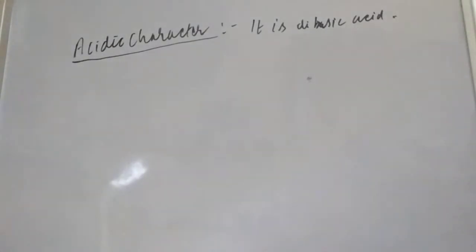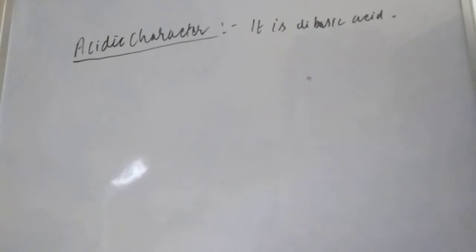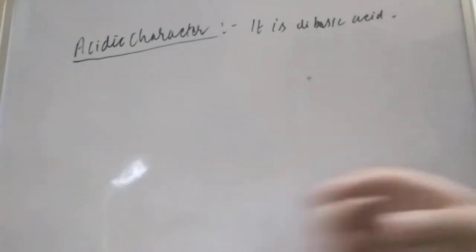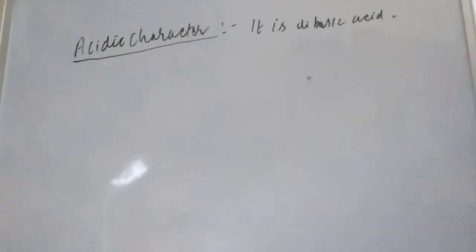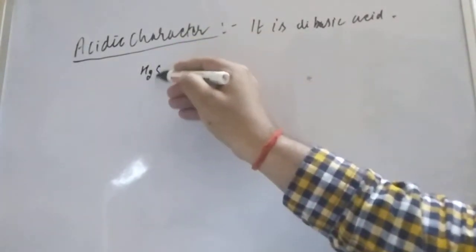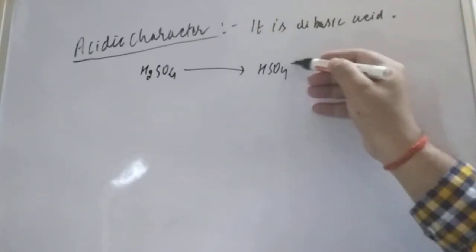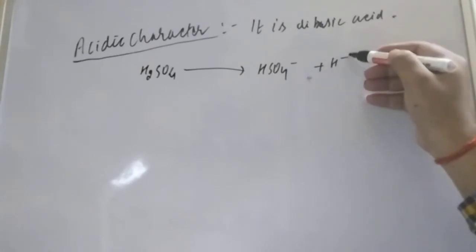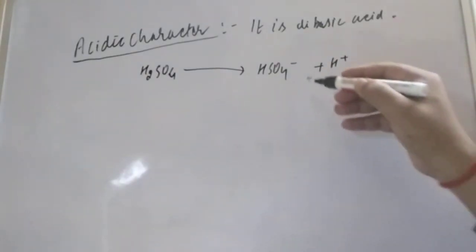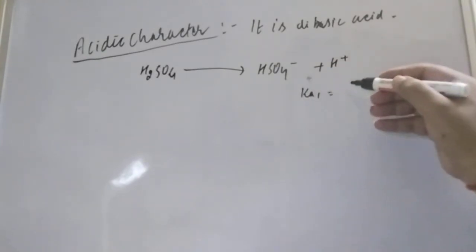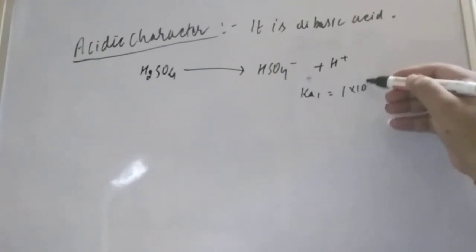It means it will give 2H plus ions. Dibasic acid means it will give 2H plus ions, student. So that is the meaning of dibasic acid. Now when you are ionizing this, how will the ionization take place? Let us see. H2SO4, the first step is to ionize to HSO4 minus and then H plus. If you talk about Ka1, how much will it be? 1 into 10 power 3.